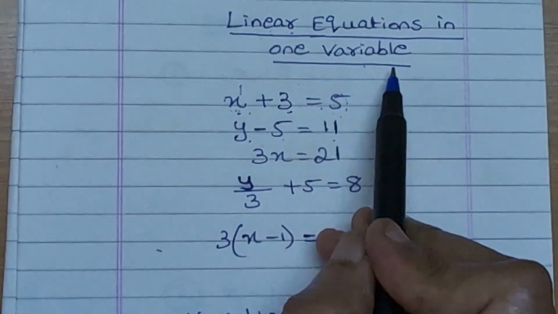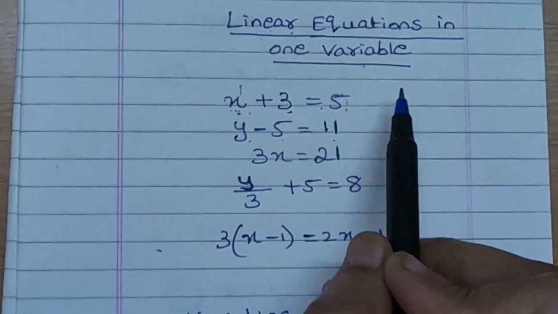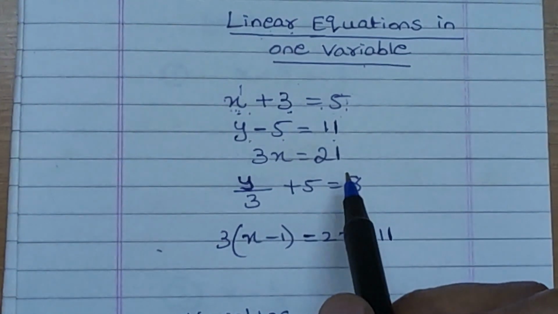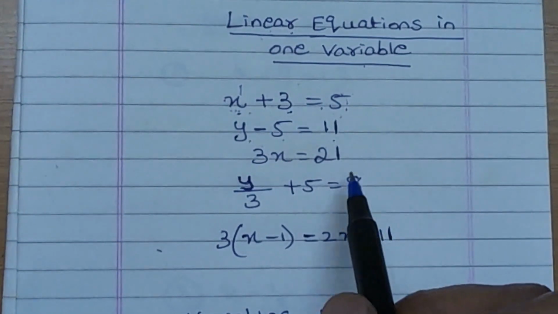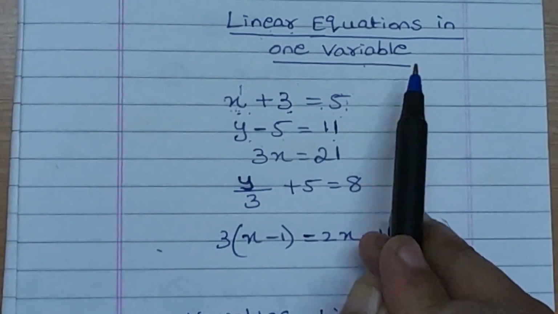You can also have linear equation in two variables, but to solve linear equation in two variables, you need two different equations, which is called simultaneous linear equations, and which you will be doing in 9th standard. So right now, you just have to do linear equation in one variable.